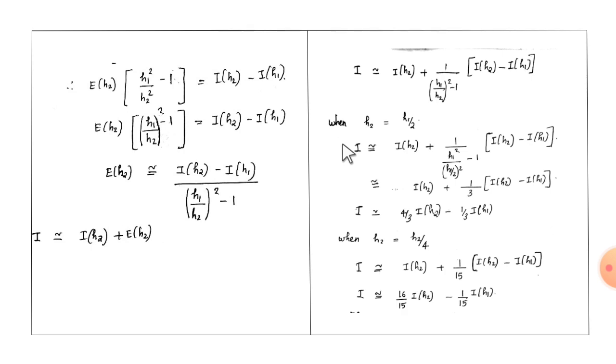Now when h1 is equal to h by 2, substitute h1 equal to h by 2 in this equation, then you will get the value of integral I as 4 by 3 I of h2 minus 1 by 3 I of h1. And when h2 is equal to h1 by 4, the equation turns out to be I equal to 16 by 15 I of h2 minus 1 by 15 I of h1.